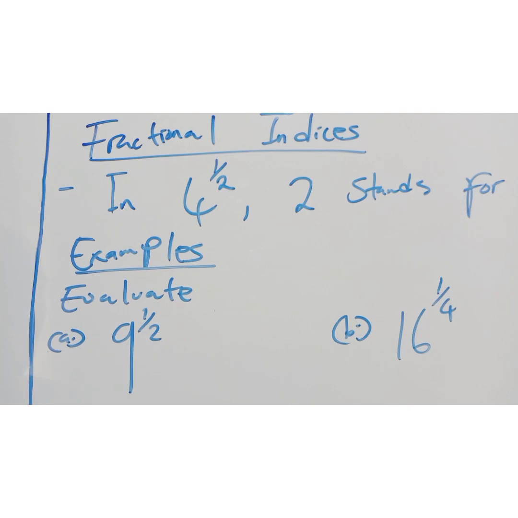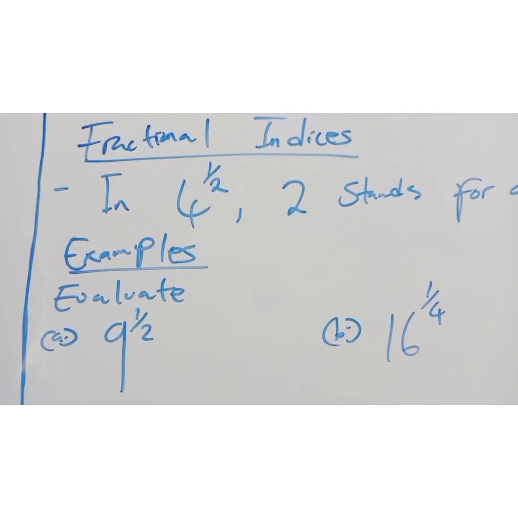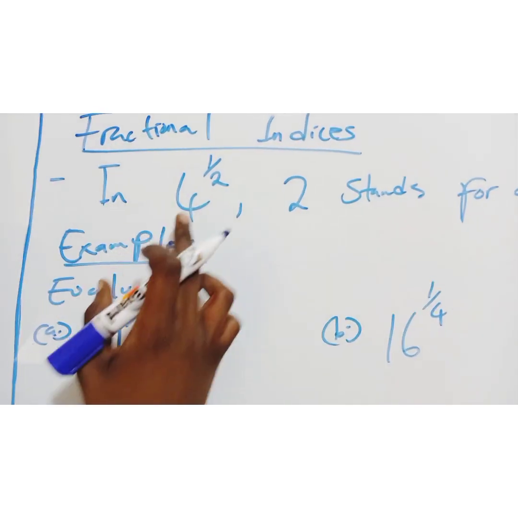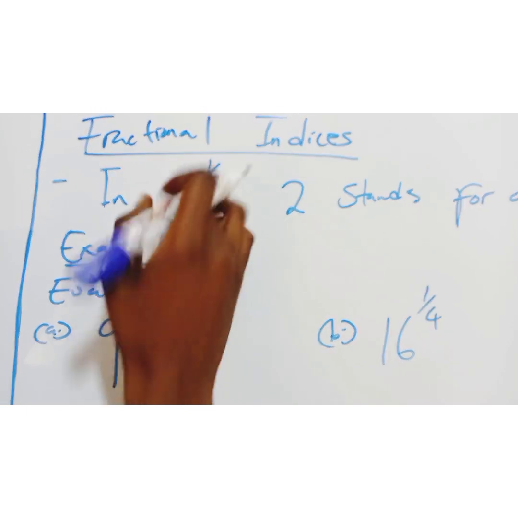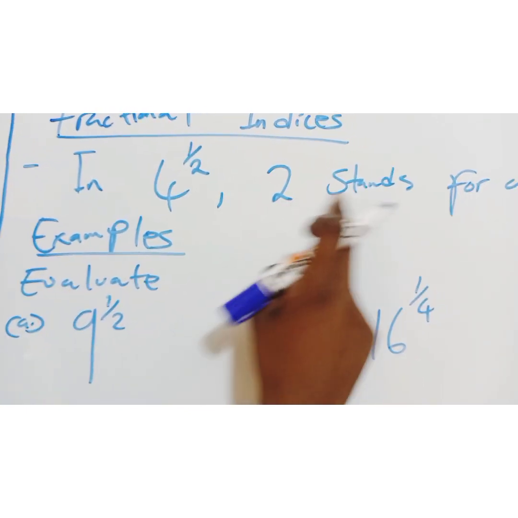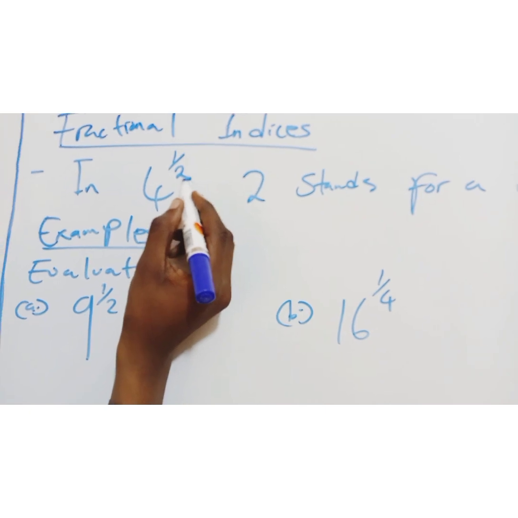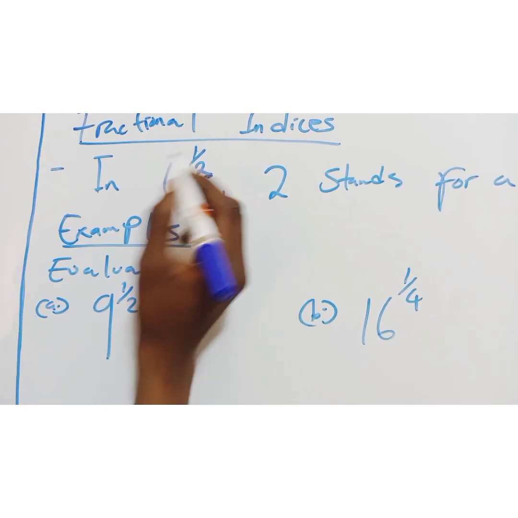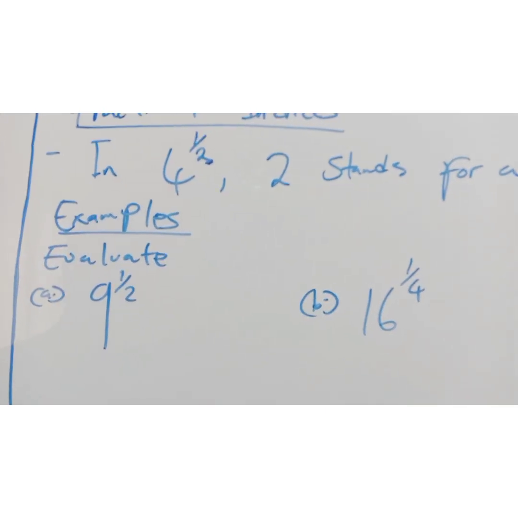So we're now looking at fractional indices. So in 4 to the power half, this is a power, 2 stands for a root. So this 2 stands for a root. This one stands for a power. You get that with my examples.